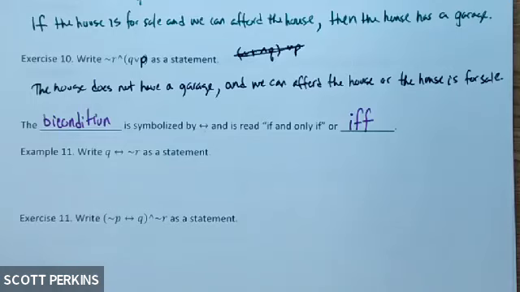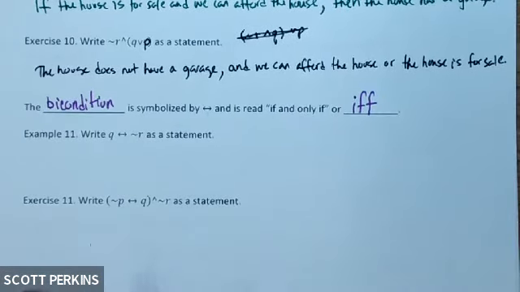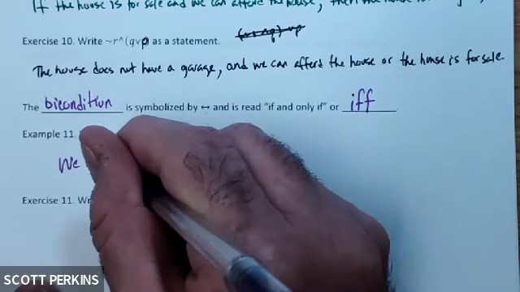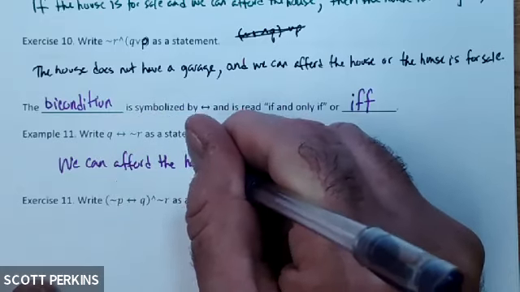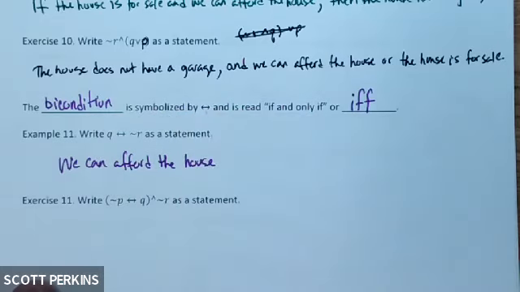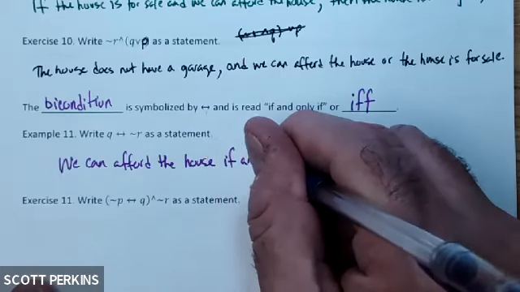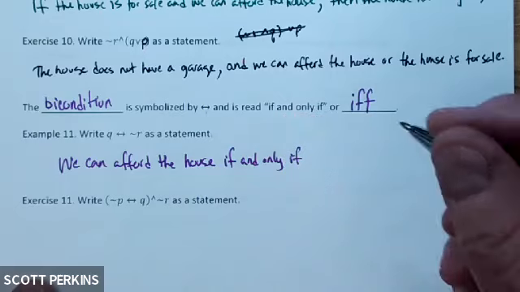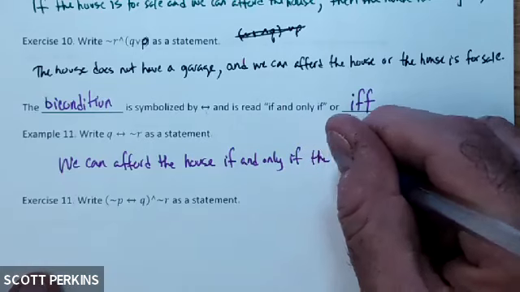All right, so real quick, I don't think that this would be anything that you couldn't pull off on your own, but I'm going to do the first one. The first one is Q: we can afford the house. Then I've got the double arrow that indicates the biconditional. So I'm going to write "if and only if." And then squiggly R, which is the house does not have a garage.